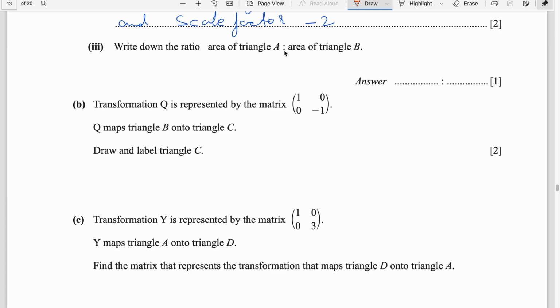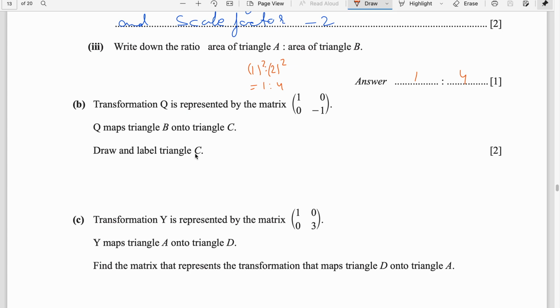Write down the ratio of area of 1 and 2. So when the triangles are similar, this is 1:2 and squared on both sides, L1 over L2 whole square, making it 1:4. Transformation Q is represented by this matrix. Q maps triangle B onto triangle C.